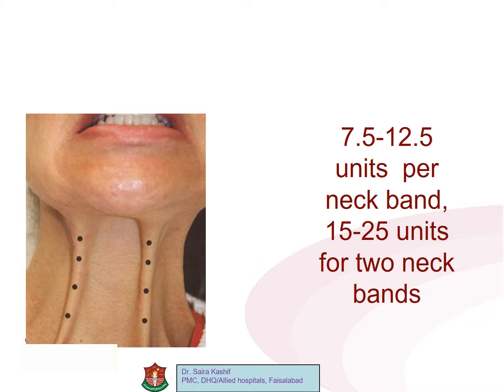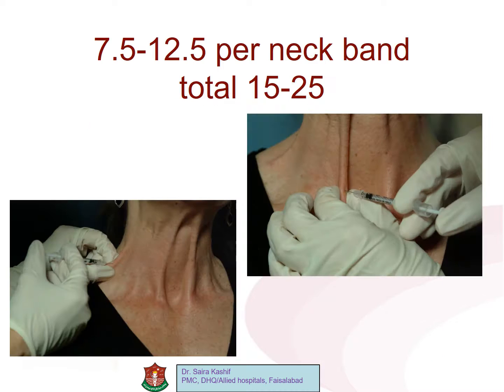For this band injection, you can inject 7.5 to 12.5 units per neck band, or a total of 15 to 25 units for 2 neck bands. You can make 3 to 5 injection points into each band. If there is excessive laxity of the neck, then don't inject in this patient.